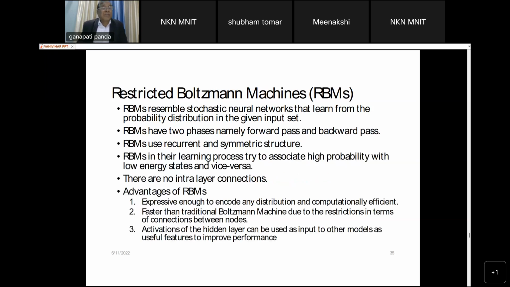Restricted Boltzmann machine, RBM, is another powerful deep learning model. This is a recurrent model. The learning process tries to associate high probability with low energy. There is no intra-layer connection. The advantage is that it is expressive enough to encode any distribution, faster than the traditional Boltzmann machine. Its hidden layer activation can be used as input to other models to enhance the performance. Restricted Boltzmann machine.